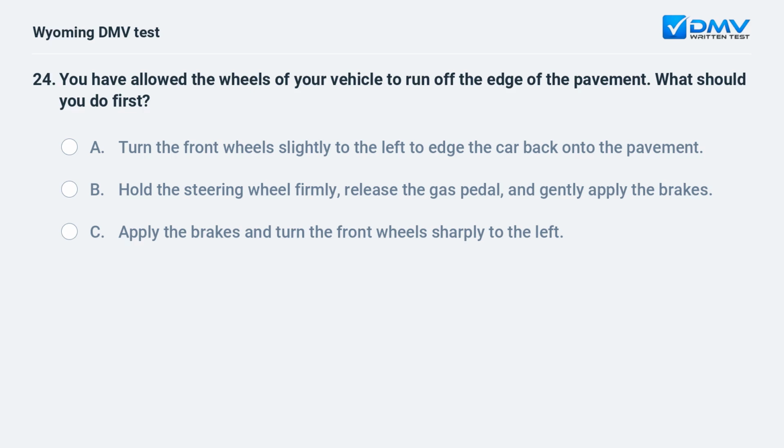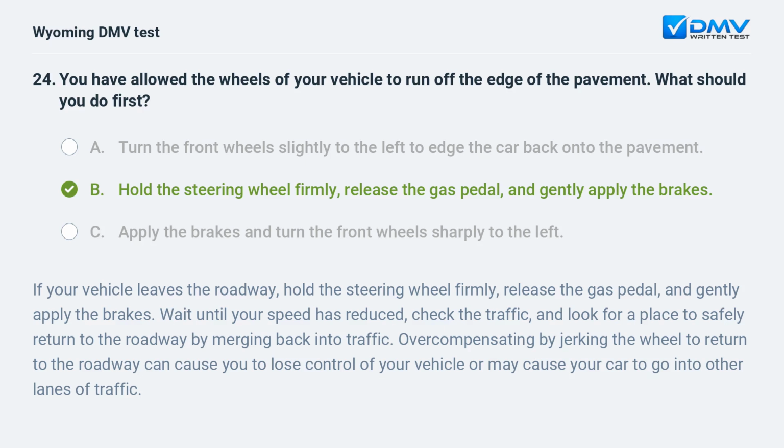You have allowed the wheels of your vehicle to run off the edge of the pavement. What should you do first? A. Turn the front wheels slightly to the left to edge the car back onto the pavement. B. Hold the steering wheel firmly, release the gas pedal, and gently apply the brakes. C. Apply the brakes and turn the front wheels sharply to the left.